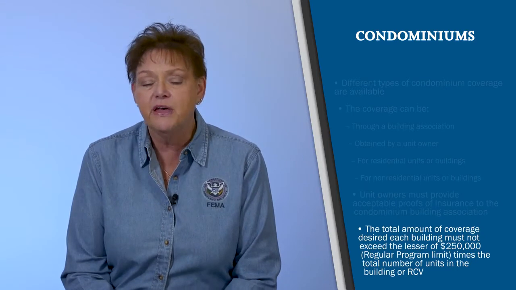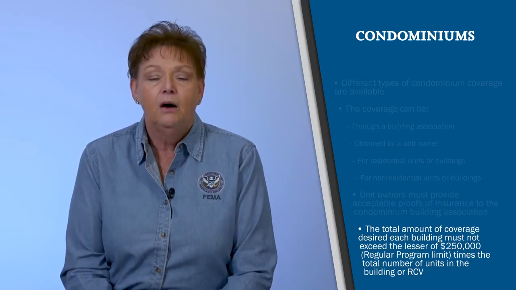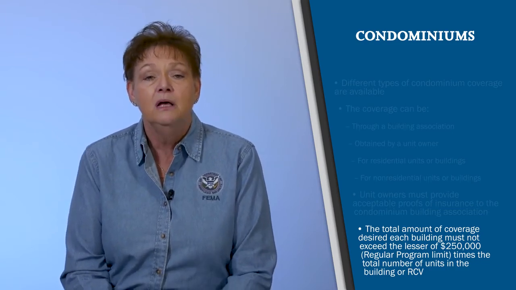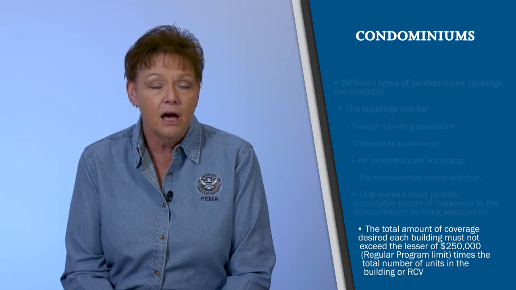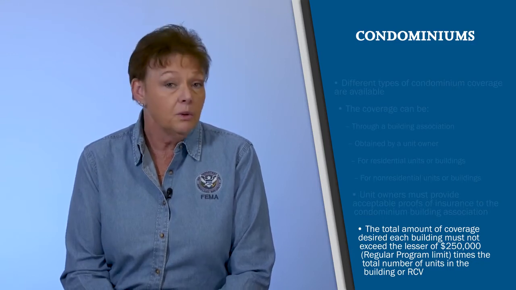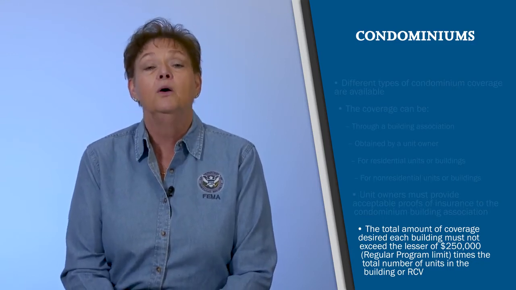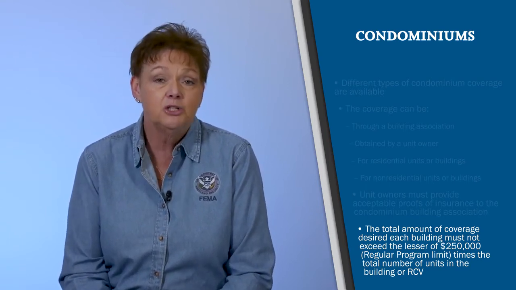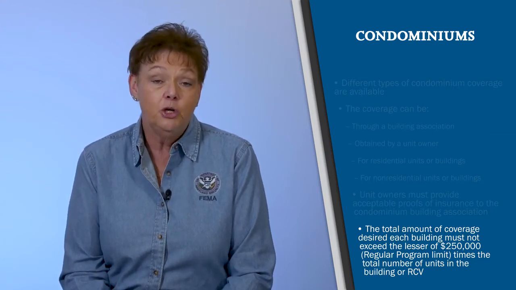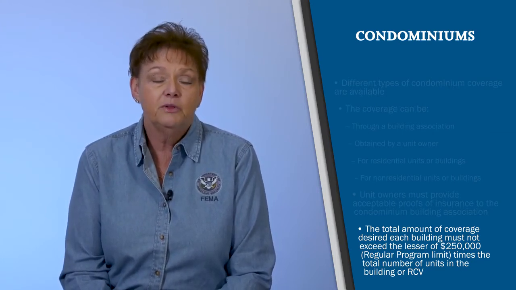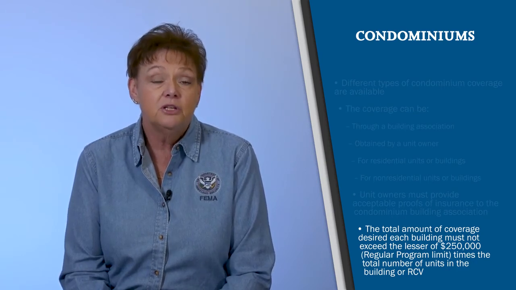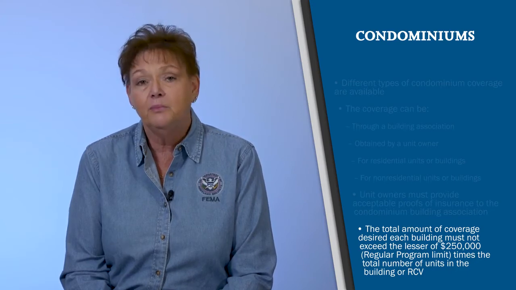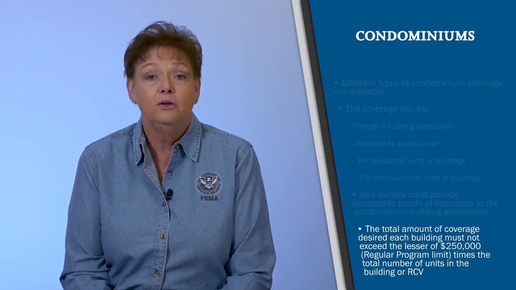So how much coverage is available under condominiums? Well, we can write up to $250,000 times the number of units in the condominium building or the replacement cost of the condominium building, whichever is less. If you've got multiple buildings, there's going to be a policy on each one of the buildings. As a unit owner, coverage can be written for that individual unit owner if the association does not buy coverage for the whole building. And that would be up to $250,000 for that unit only.